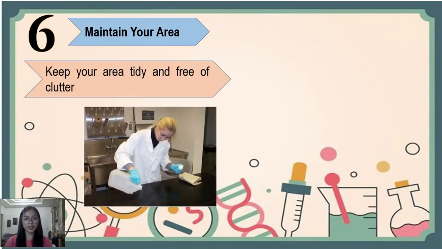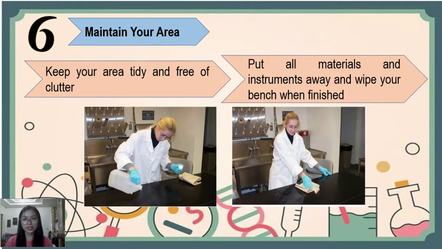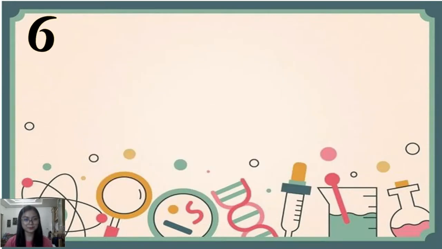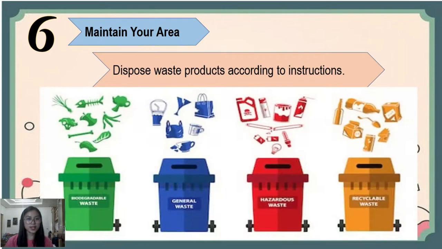Next, maintain your area by keeping it tidy and free of clutter. Then, put all materials and instruments away and wipe your bench when finished. Then, dispose of waste products according to instructions. So, there is this segregation of waste. We have biodegradable waste, general waste, hazardous waste, and recyclable waste. Some laboratories, especially for liquid chemicals, put them in waste bottles.